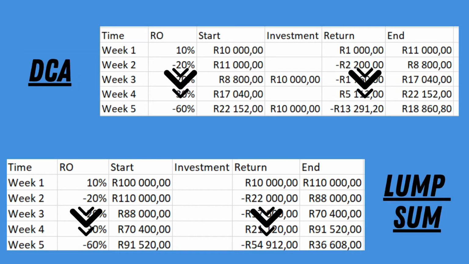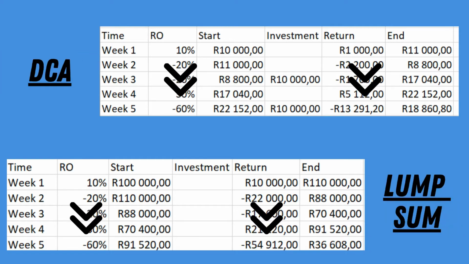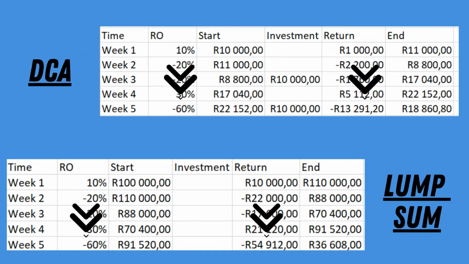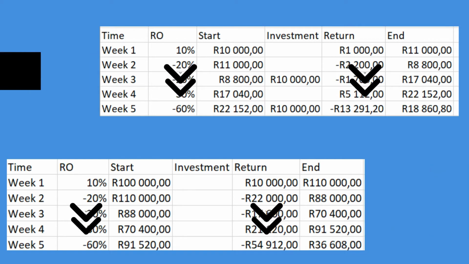fifth week, we had a market crash of 60%. That meant that in that week, we lost 13,000 rand, which is a lot. I mean, it's 60% of our total portfolio, which was worth 22,000 rand at that stage. So it's a lot of money.